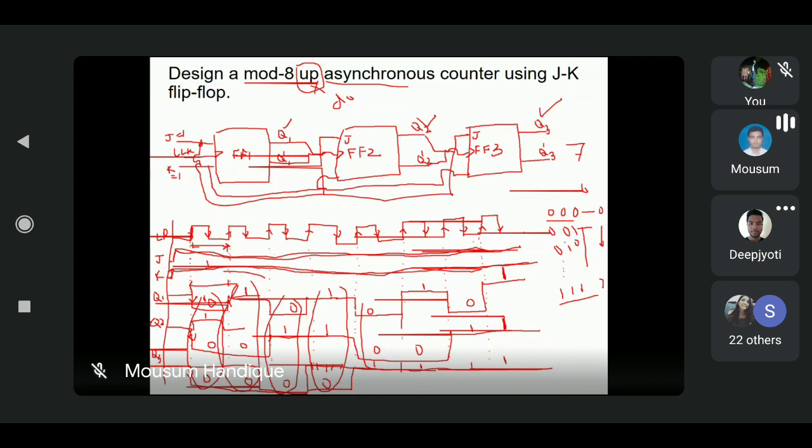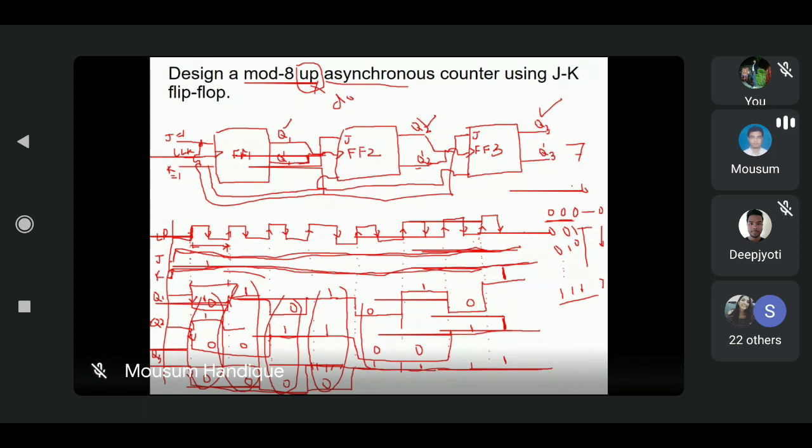So if it is 0 0 0, we can consider only one particular output. Here Q-1 we are not considering as the output, because right now it behaves as a clock signal to the next flip flop. We are considering only Q1, Q2, Q3. Suppose if we are using the down counter, then the output is Q-1, Q-2, Q-3.